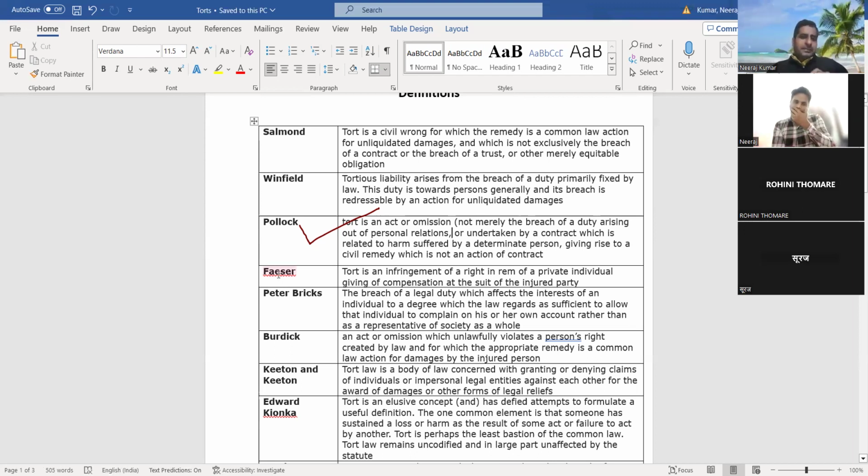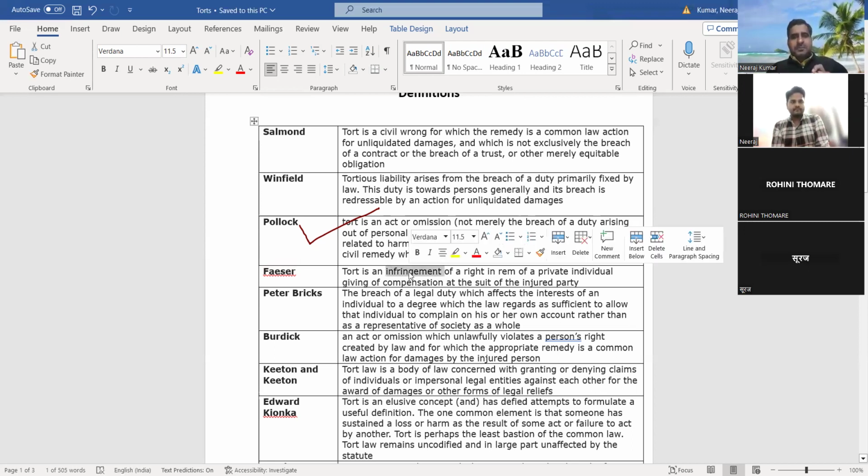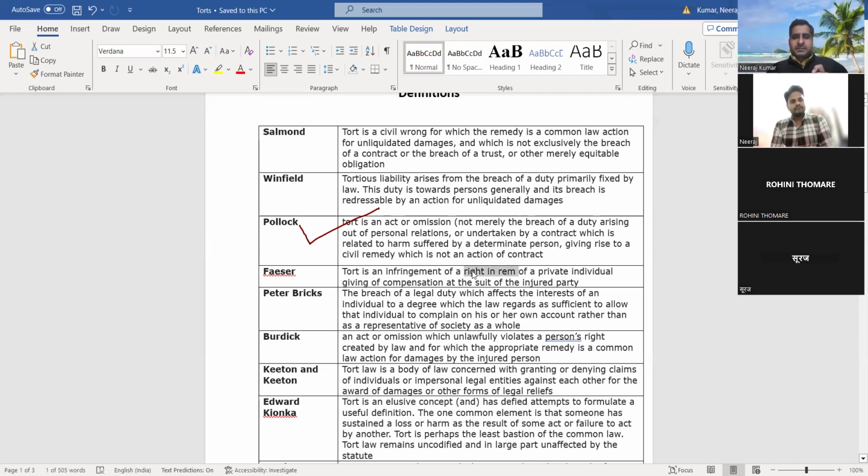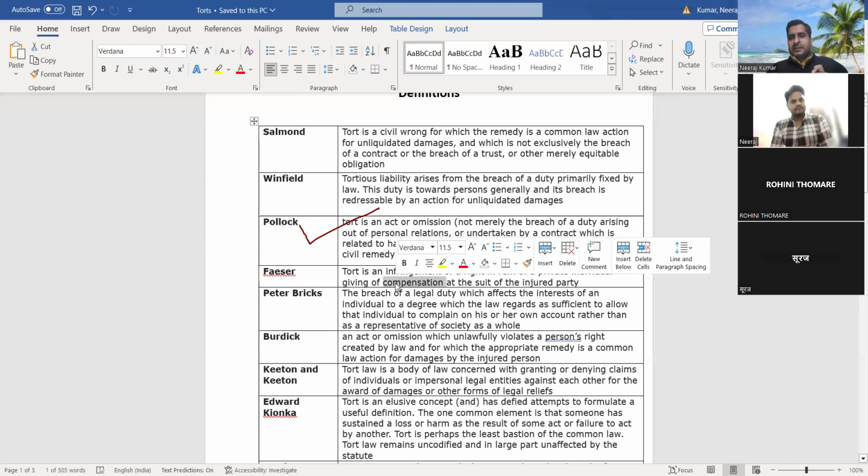Now Fraser is saying tort is infringement. This is an interesting thing. Infringement of a right in rem. Right in rem, as opposed to a personal right, giving compensation to a private individual at the suit of the injured party. So here he is not saying damage, he is saying compensation. The meaning is the same. All the definitions.